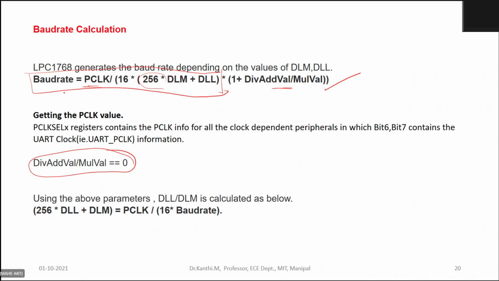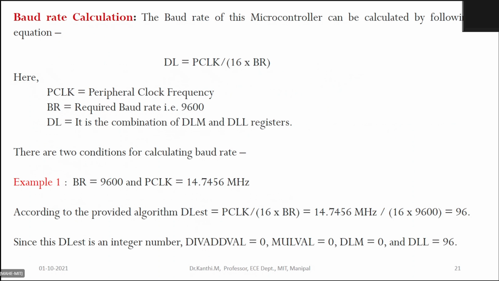And when you supply the baud rate, because I know what baud rate I want, suppose I say 9600 baud rate, then you put that baud rate here, and you will get the DLL and DLM values. I have an example for baud rate calculation.